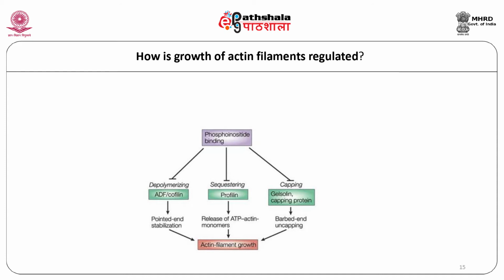Inactivation of cofilin reduces pointed end depolymerization. Inhibition of profilin releases ATP bound actin monomer, which therefore becomes available for barbed end polymerization. Inhibition of gelsolin and capping protein liberates free barbed ends, which allows filaments to elongate. So, the binding of phosphoinositides to these actin binding proteins favors the growth of actin filaments.